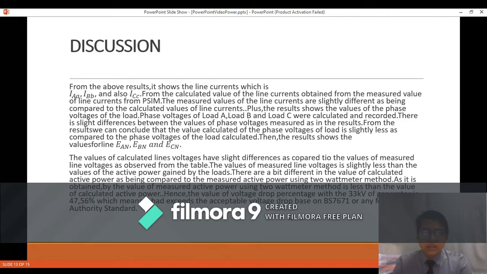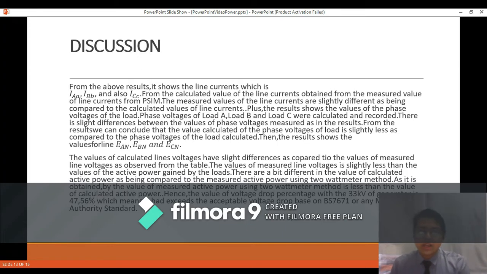And there are slight differences between the calculated and measured values of phase voltage in the results. From the results, we can conclude that the measured phase voltage of the load is slightly less as compared to the calculated phase voltage of the load. Then the results show the values for line EAN, EBN, and also ECN. The values of calculated line voltages have slight differences as compared to the values of measured line voltage, as observed from the table.